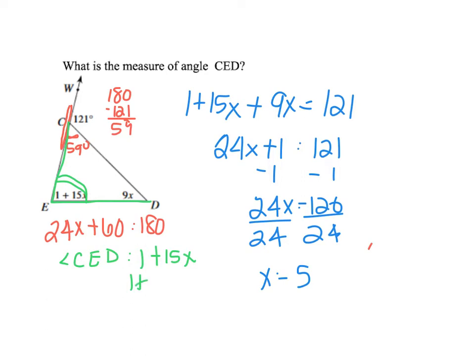So 1 plus 15 times 5, because 5 is x. 15 times 5 is 75. So 1 plus 75 is 76. So angle CED equals 76. Make sure you have everything corrected if you made any mistakes.